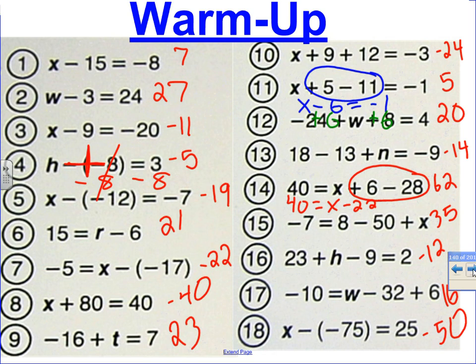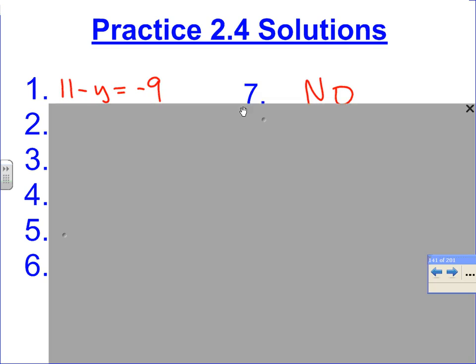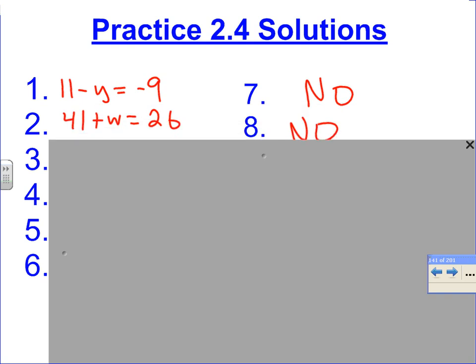So let's go to practice 2.4. Okay, so there were 2 assignments you guys had, so we'll start with the first one. Briar, when you're there, could you tell us what you got for number 1 for 2.4? Good job. 11 minus y equals -9. Number 2, Justin. Good job. Jeremy, number 3.